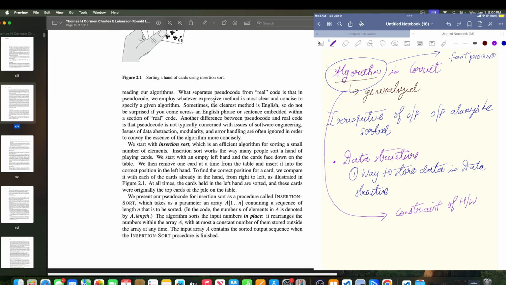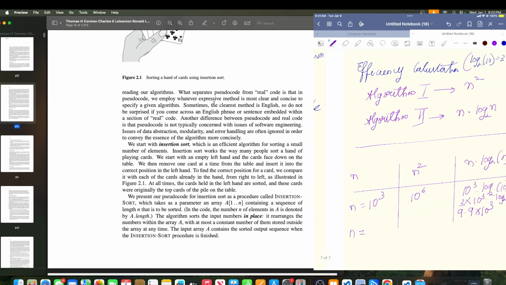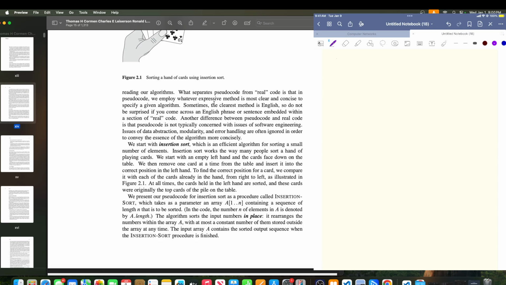We start with insertion sort, which is an efficient algorithm for sorting a small number of elements. It works the same way people sort a hand of playing cards. We start with an empty left hand and cards facing down on the table. Then we remove one card at a time and check whether it is greater or smaller. Pseudocode is not exactly the code.